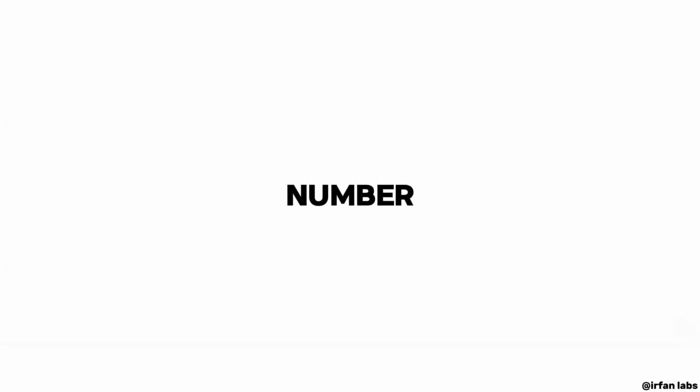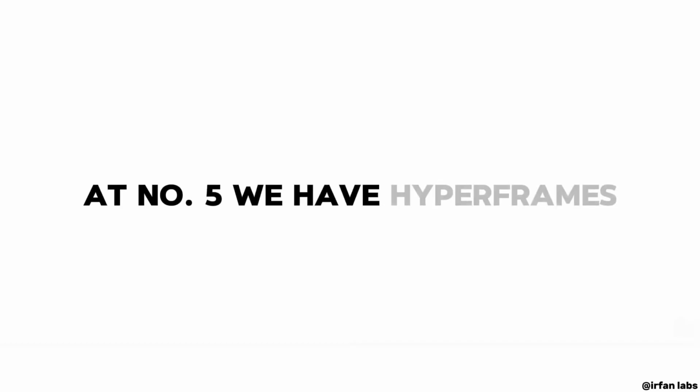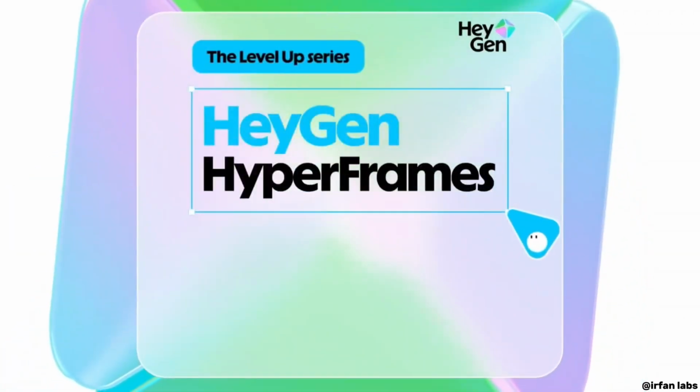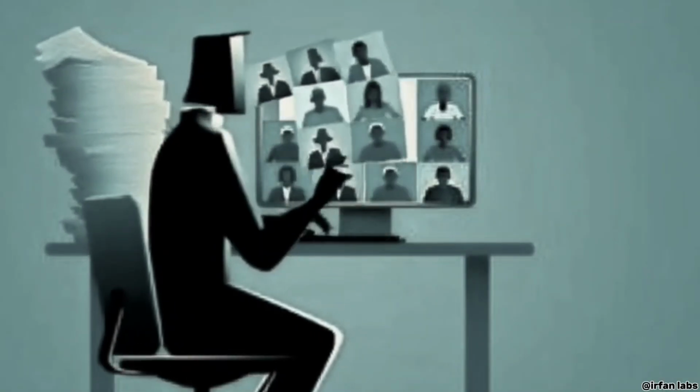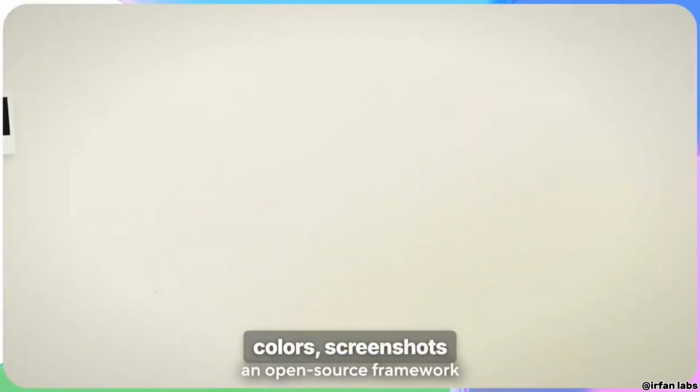Let's start with number 5. At number 5, we have HyperFrames. This is a really interesting tool if you want to create videos without spending hours inside a traditional editor. You can build animated videos using code, and with AI, you can describe what you want and let it help create the video for you.